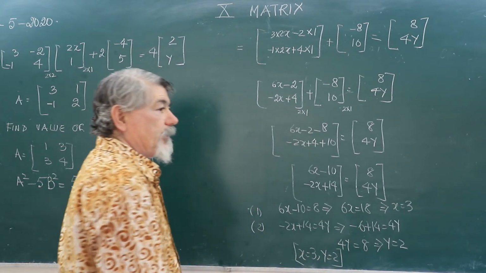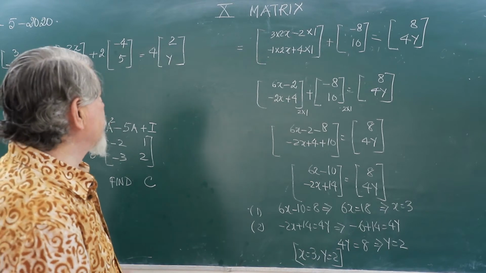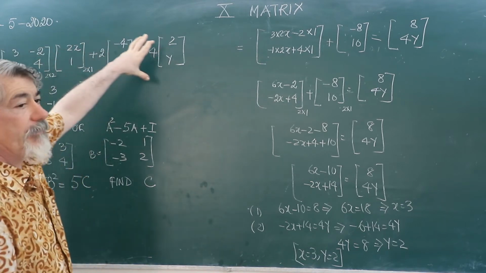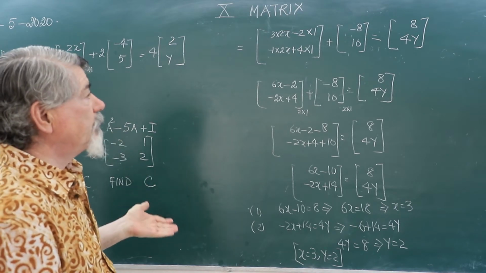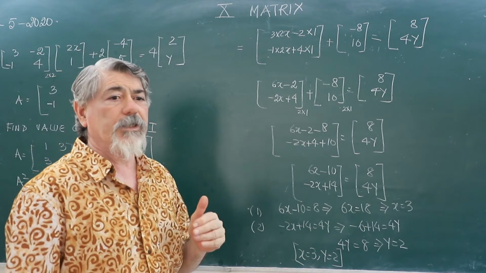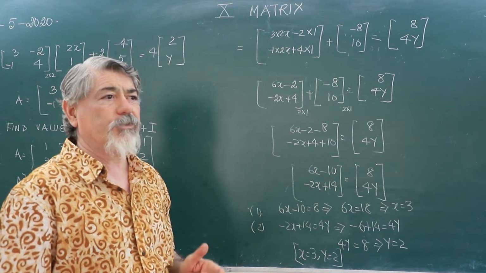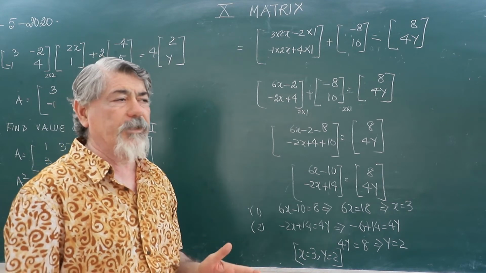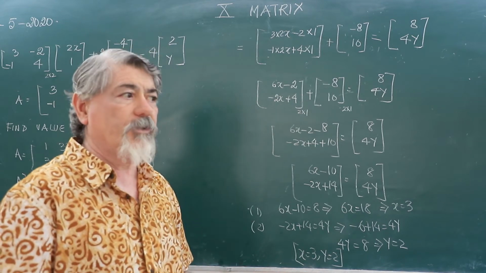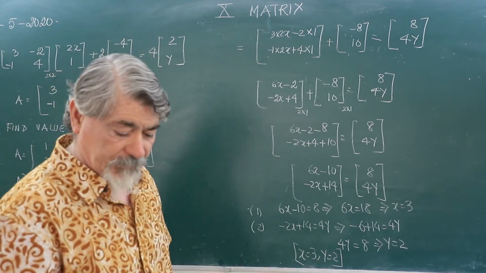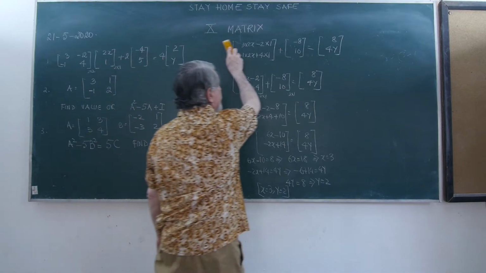This was how you had to calculate the values of x and y from the given matrix equation. We have multiplied. For multiplication, we told you that two matrices can be multiplied only if the number of columns in A is equal to the number of rows in B. That is the condition for matrix multiplication.